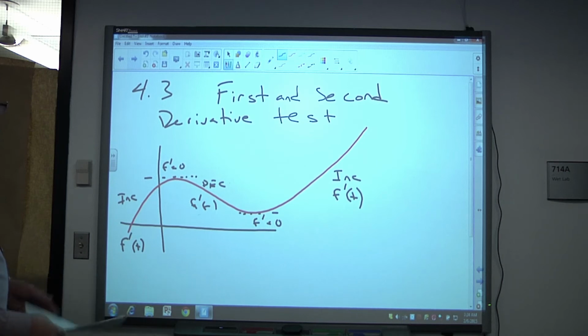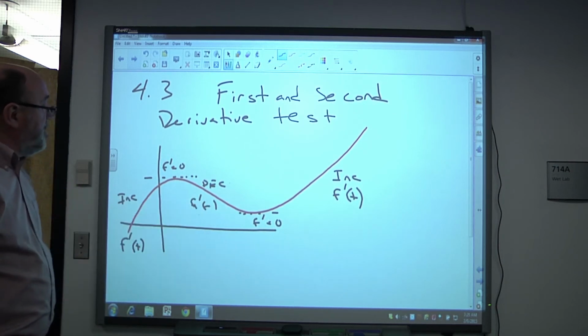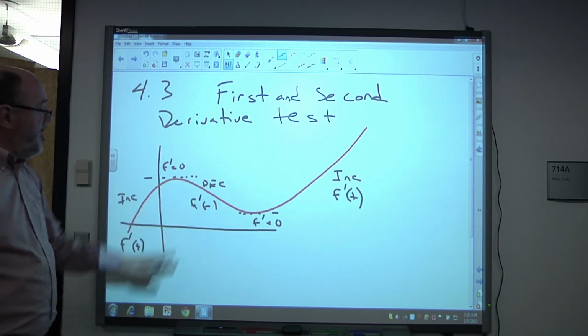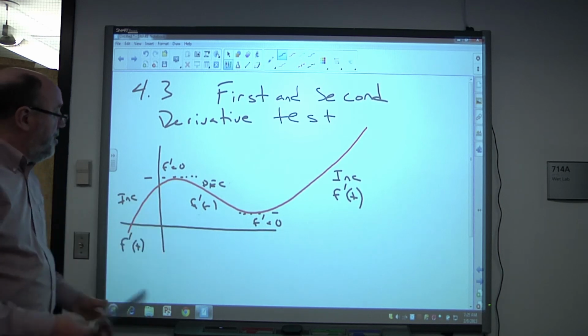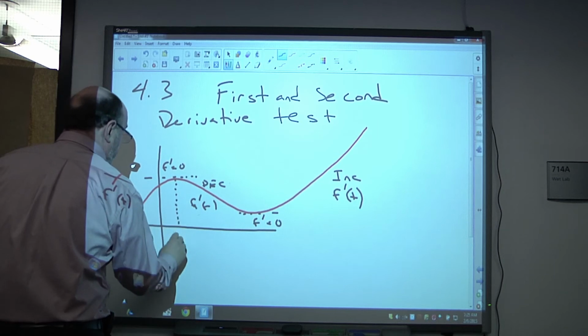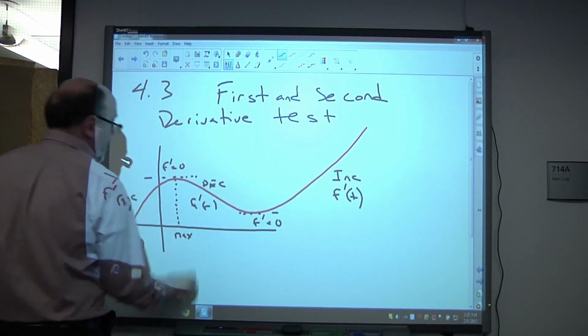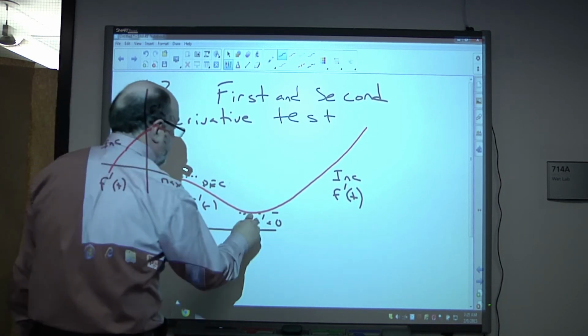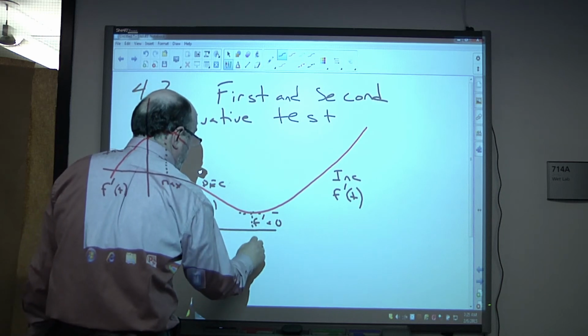So my first derivative tells me what's going on with the slope of my curve. So if the derivative is positive, it's increasing. Derivative is negative, it's decreasing. If there's a sign change from positive to negative, we're going to be at a max. And then if there's a sign change from negative to positive, we're going to be at a min.